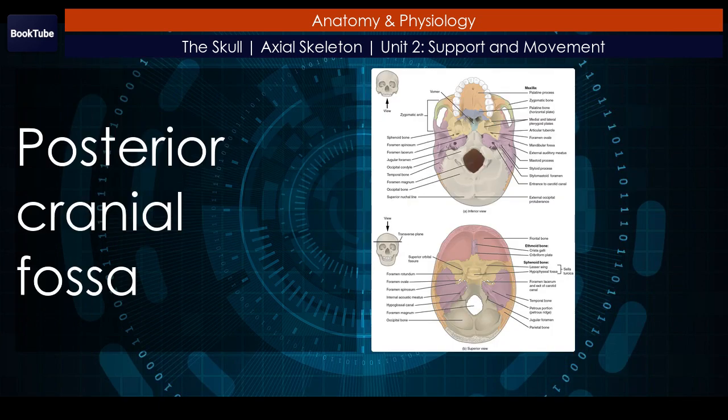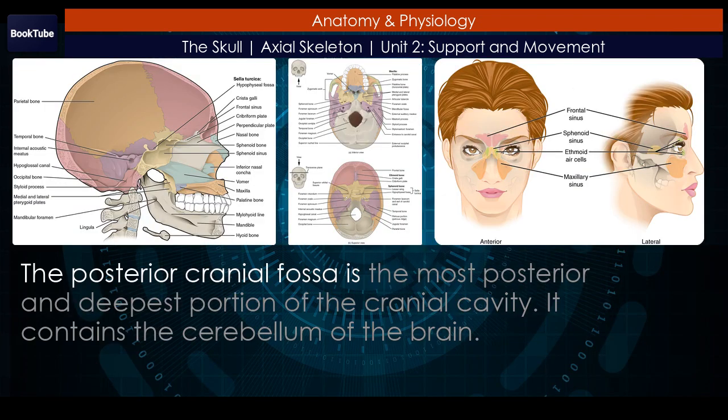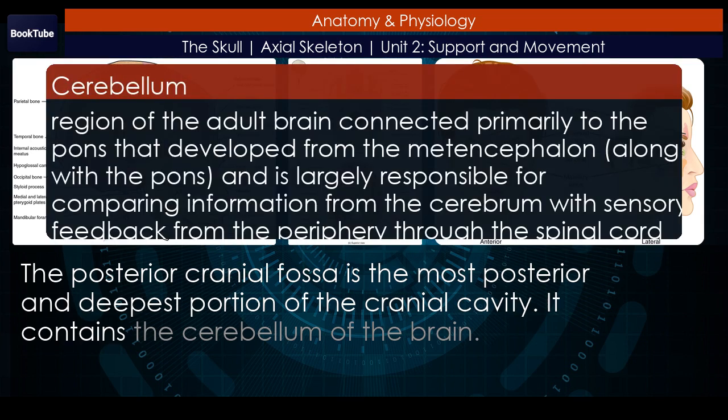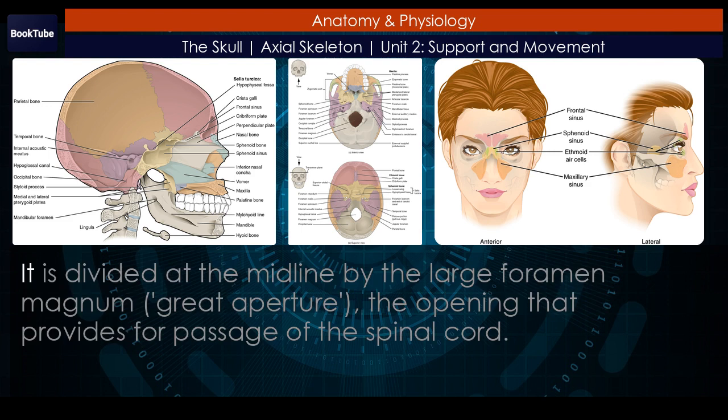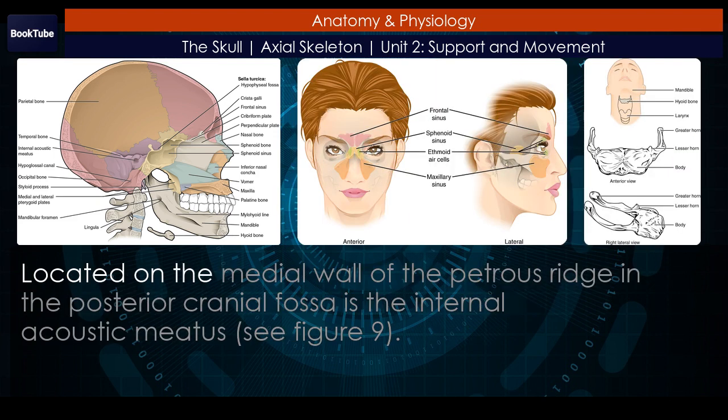Posterior cranial fossa. The posterior cranial fossa is the most posterior and deepest portion of the cranial cavity. It contains the cerebellum of the brain. The posterior fossa is bounded anteriorly by the petrous ridges, while the occipital bone forms the floor and posterior wall. It is divided at the midline by the large foramen magnum, great aperture, the opening that provides for passage of the spinal cord.